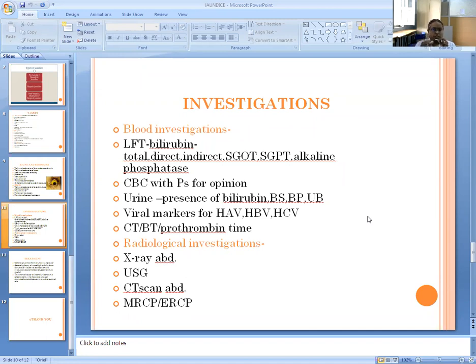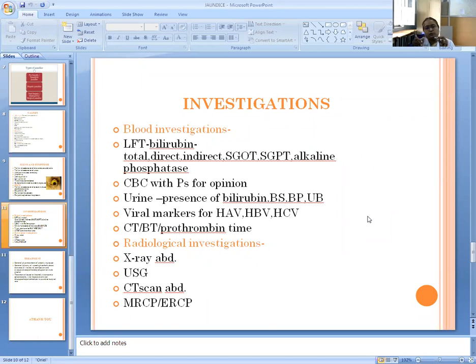So from liver function test, you can notice that there is elevated bilirubin level, whether direct or indirect. If this jaundice is because of hepatic damage or liver damage, then you also get elevated enzymes: SGOT is elevated, SGPT is elevated. Alkaline phosphatase is usually elevated in obstructive jaundice. SGOT, SGPT are elevated when there is damage to the liver. So your first investigation of choice is liver function test.